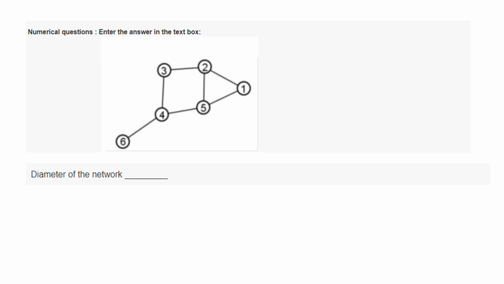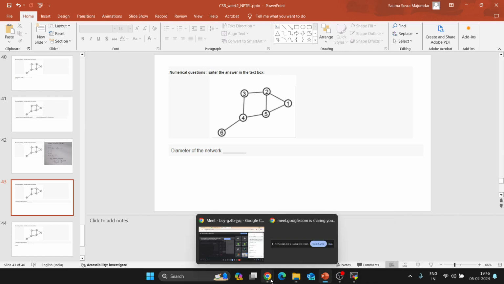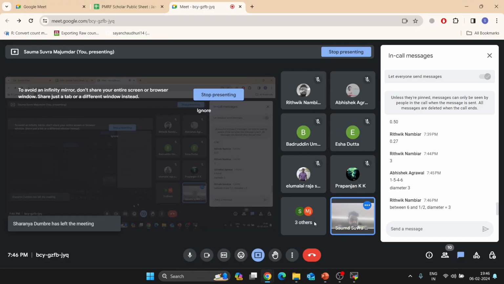Okay, let's see if we have any answers. I see two answers. Sorry, Ritvik, what is between six and half? I'm not getting it. I mean, I meant between 6 and node 1 and between 6 and node 2. Oh, okay, okay. I got it, got it, got it.